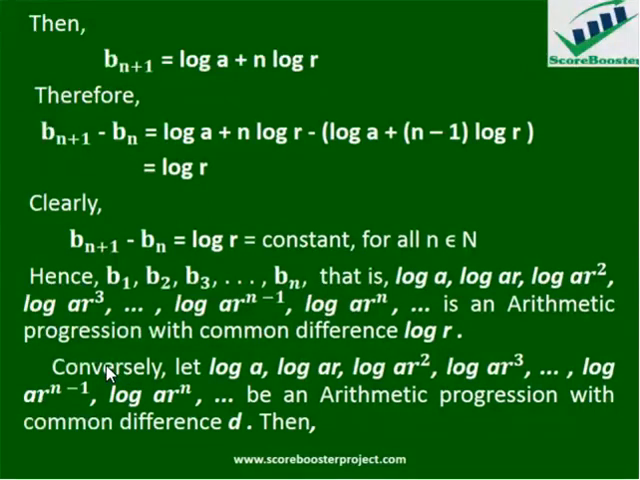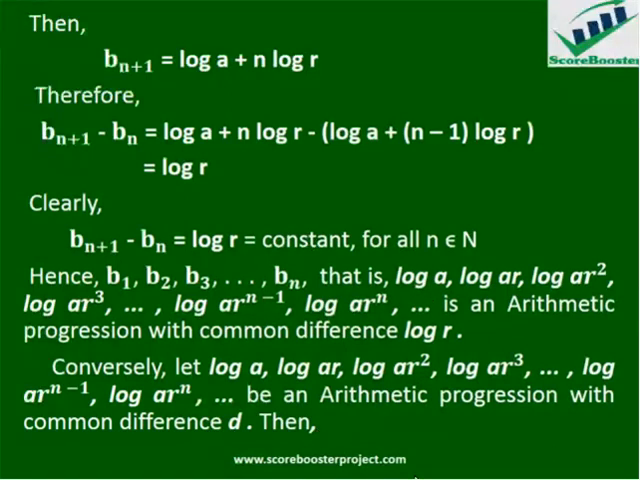So now we'll prove the other side, that it's also true vice versa. So conversely, let log a, that is this term, be an arithmetic progression. So we want to check if this particular sequence also forms a geometric progression. And to check if it also forms a geometric progression, we must check if they have a unique common ratio. So let all these be an arithmetic progression as we have here, with common difference d.